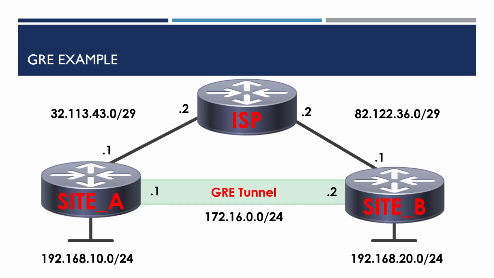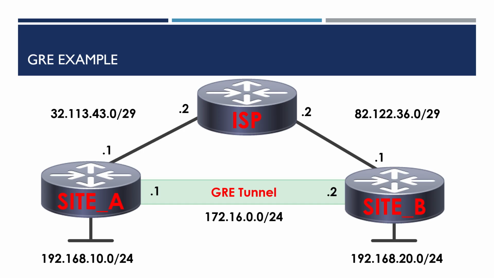One way of working around this could be to use a GRE tunnel. What this will do is allow us to create a point-to-point connection between Site A and Site B. The GRE tunnel will allow the two sites to communicate with each other as if they were directly connected. It does this by forming a logical tunnel between the two and acting as if they're layer 2 adjacent.